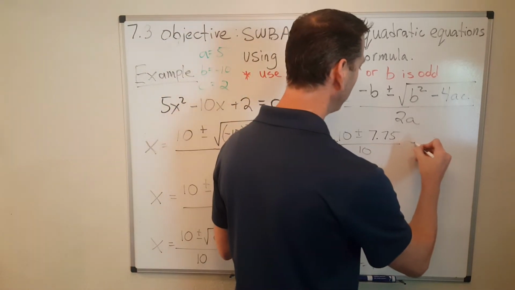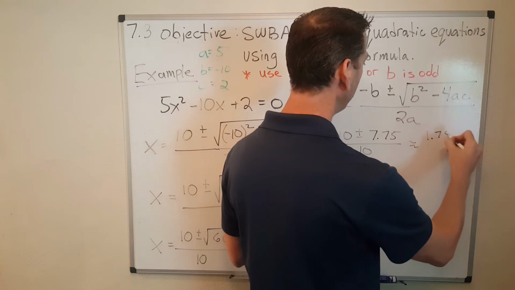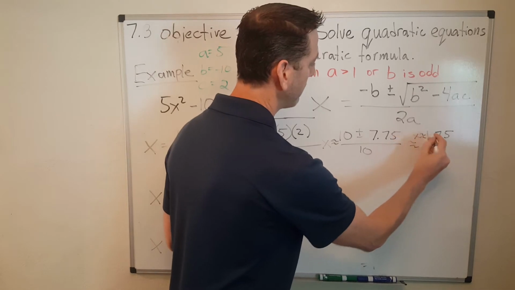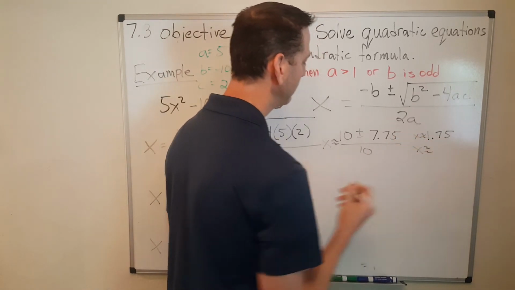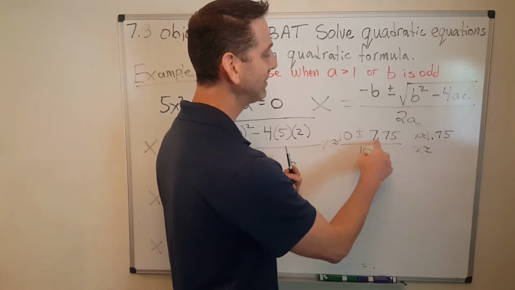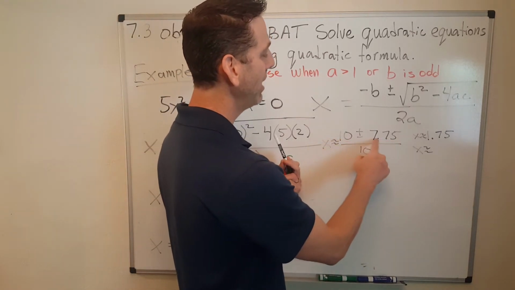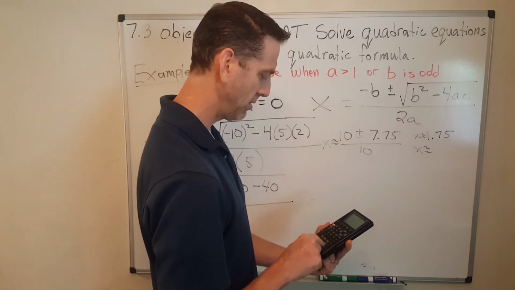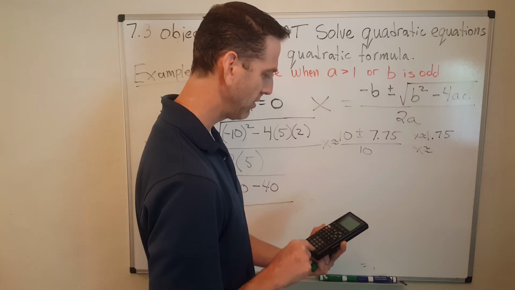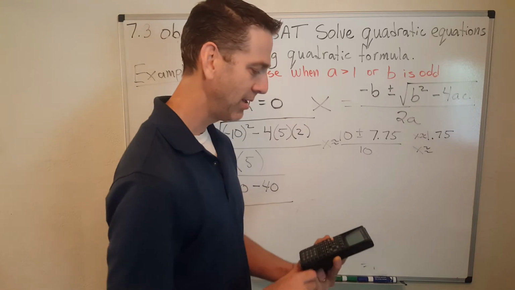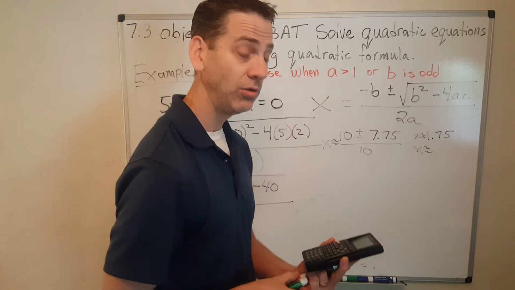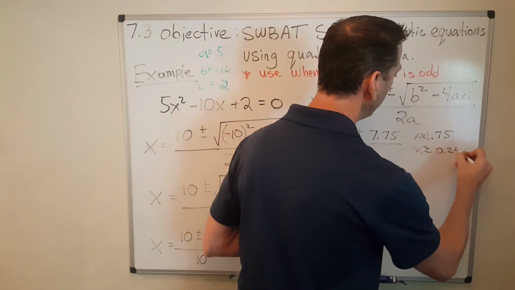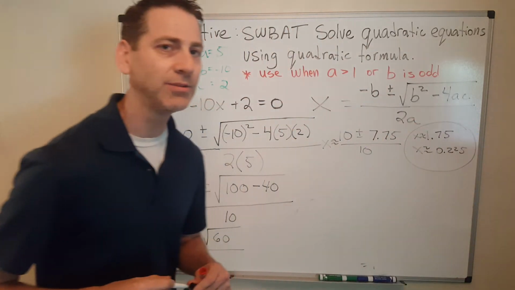So x is approximately equal to 1.75, or x is approximately equal to 10 minus 7.75 divided by 10. Now 10 minus 7.75, is that 2.25? 10 minus 7.75 is 2.25, divided by 10 is 0.225. All right, so those are my decimal approximations.